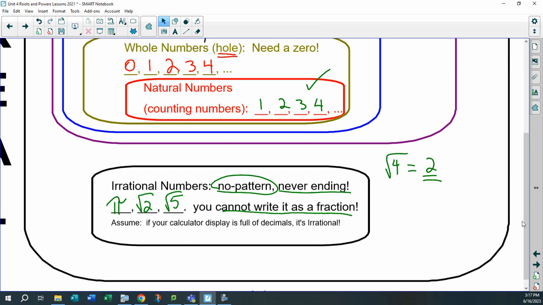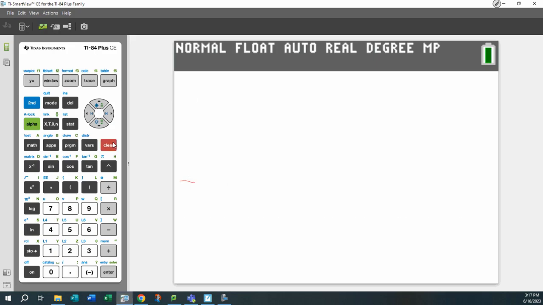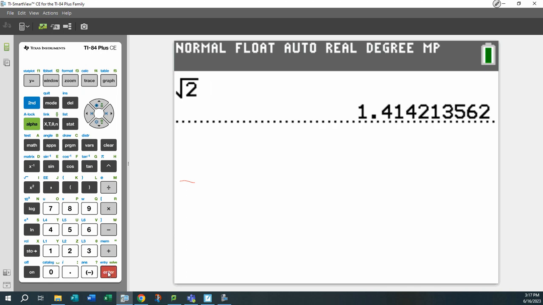So what do I do in a situation like this? How can I tell if something is irrational? Throw it on your calculator. Watch. Let's put a couple of these in here. For example, square root of 2. Punch it. You got 1.1421356. That looks like it fills up the entire display, doesn't it? Guess what? That's irrational.